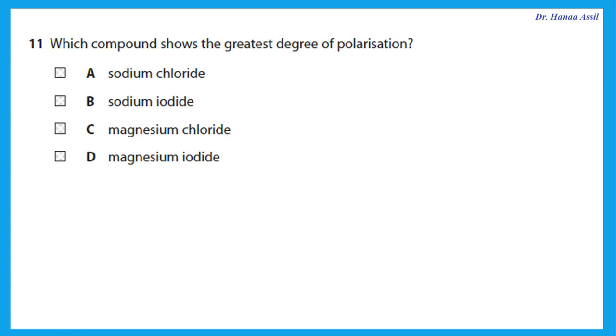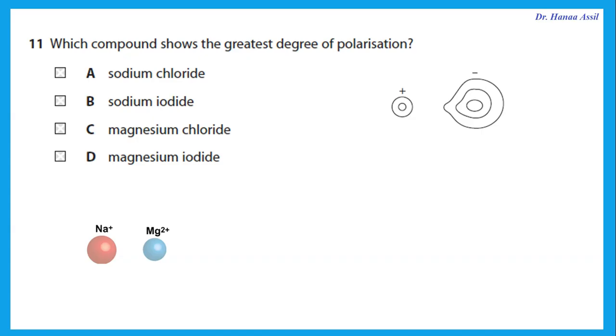Which compound shows the greatest degree of polarization? Remember, we said to have ion polarization, I should have a small cation with more charge. So if I'm comparing between sodium and magnesium, then magnesium would cause more ion polarization, because magnesium is smaller with larger charge, being in group 2.